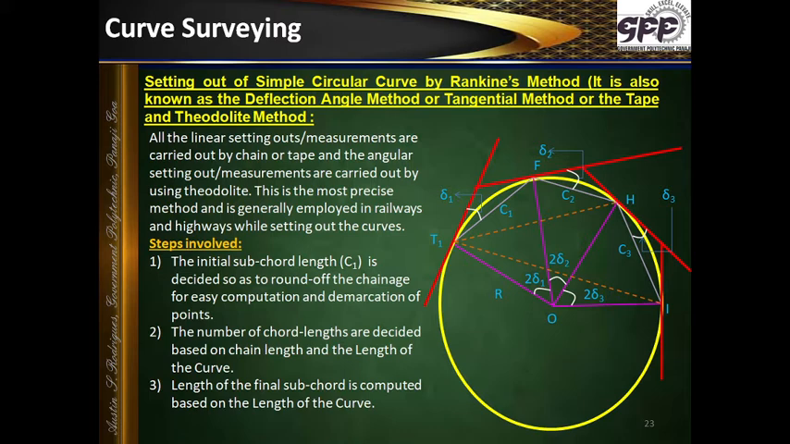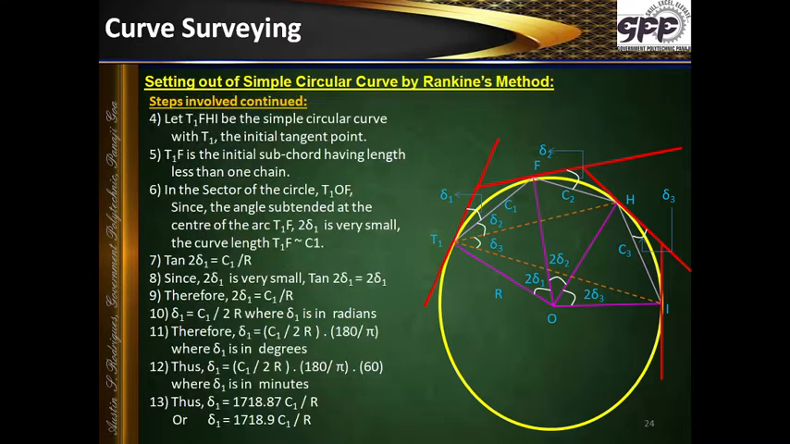And then the balance, whatever amount is remaining, will be the length of the final subchord. So my total length of the curve is equal to the initial subchord plus the number of chains into the length of the chain plus the length of the final subchord. That will give me the total length of the curve, starting from T1 and finally ending at the other point T2.